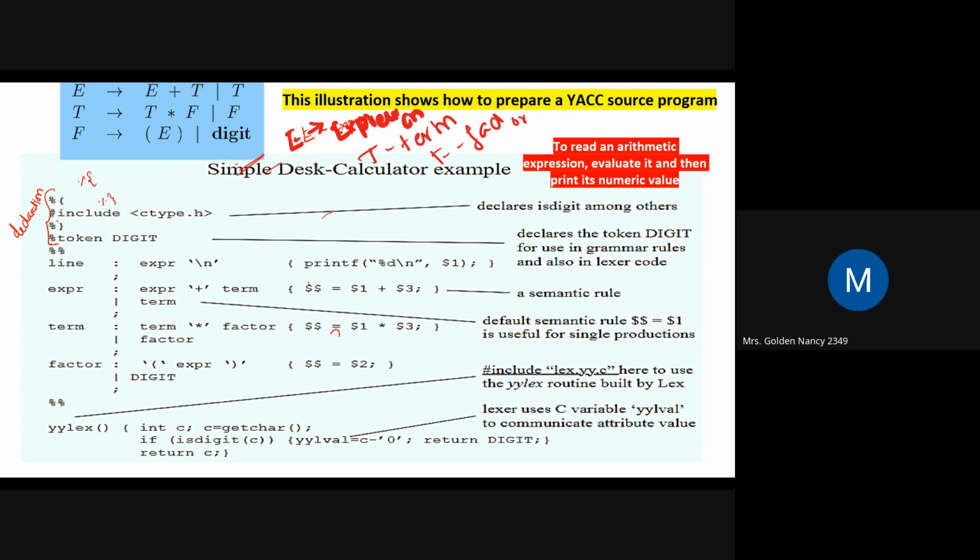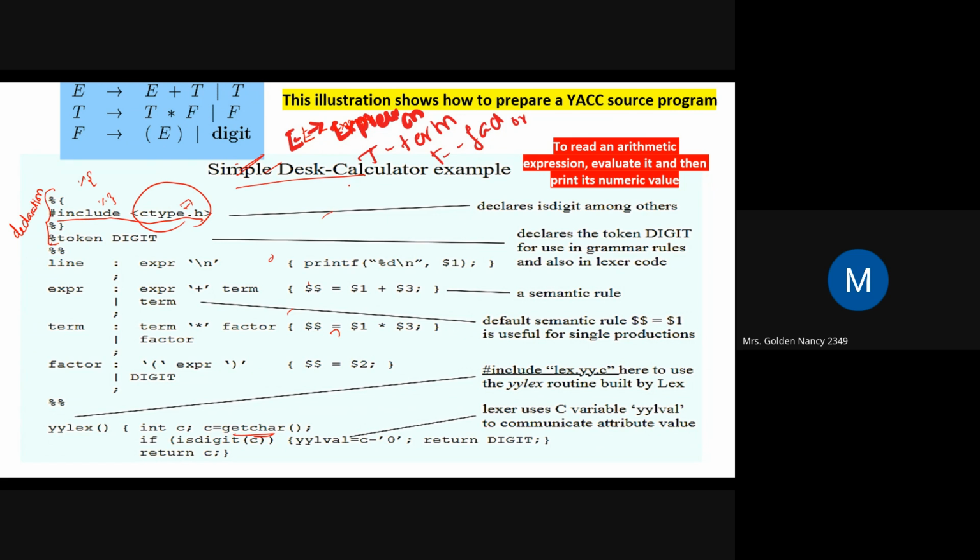In the declaration part, you can have a normal declaration which has some data types and some constant values you can declare, as well as your header files. Here I have declared a header file called ctype.h, which helps you to do this function. This is a calculator program.